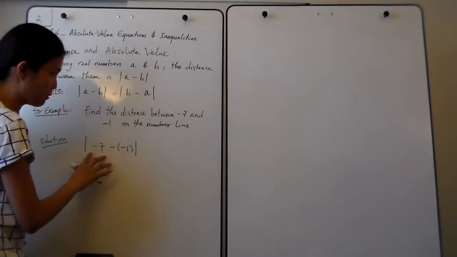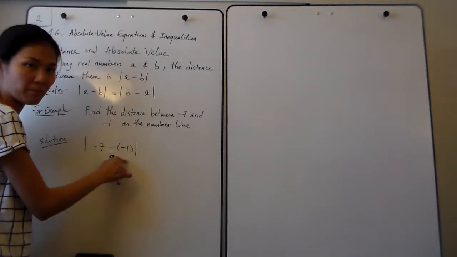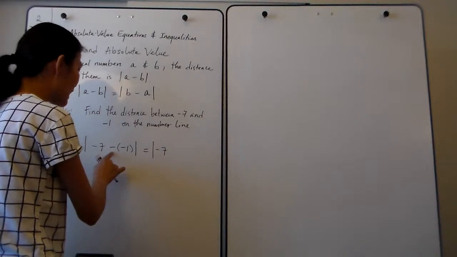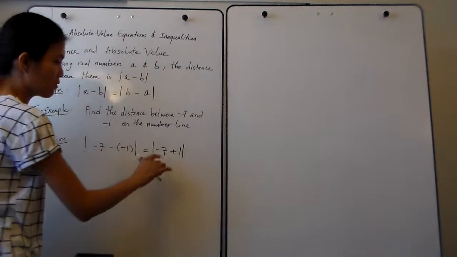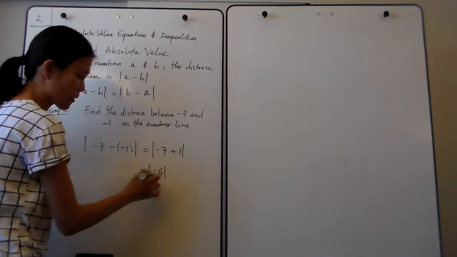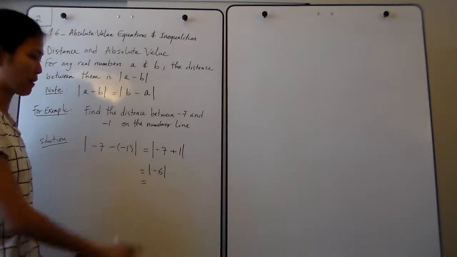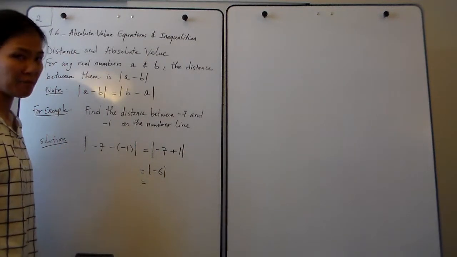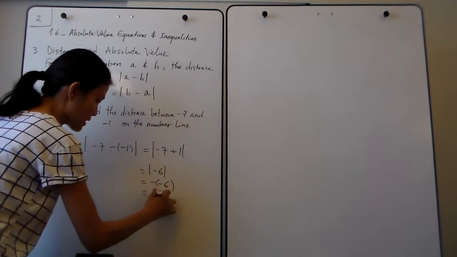Because this is the first number, -7. Subtract the second number, which is -1. Simplify, we get -7, negative times negative is +1. Okay? So -7 plus 1 is what? -6, right? Simplify further, you get, okay, the absolute value of -6 is what? -6 is negative, right? Based on the definition of the absolute value, we get the negative of -6, which is 6.